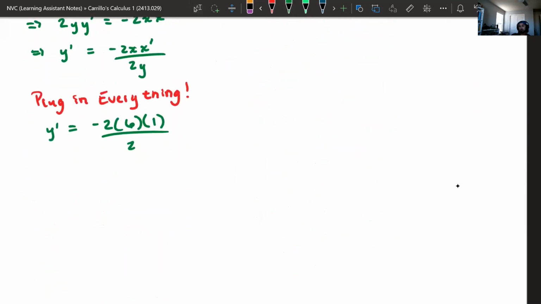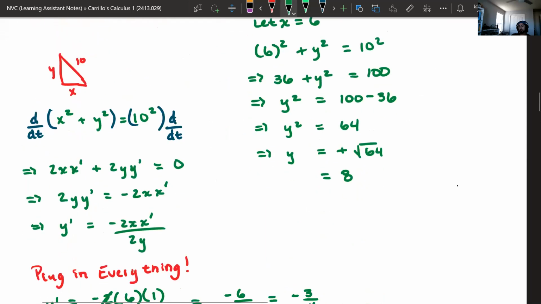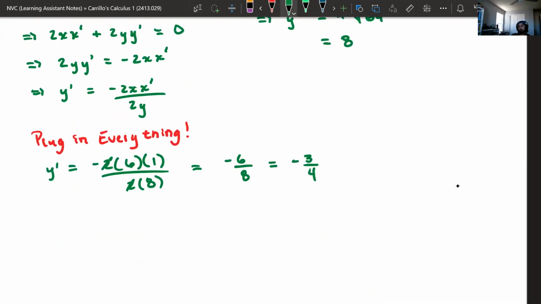So now we'll plug in 8. And then solving everything, well, these 2's will reduce, right? So we'll have negative 6 over 8, which is negative 3/4. But this is the rate at which a distance is changing. So if we scroll back to our units, they are feet per second. So this is negative 3/4 feet per second.